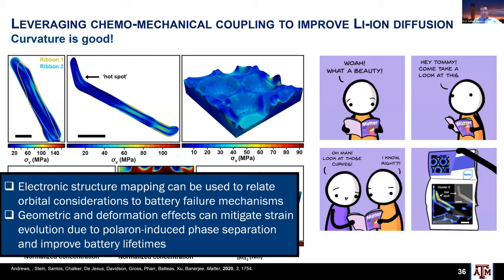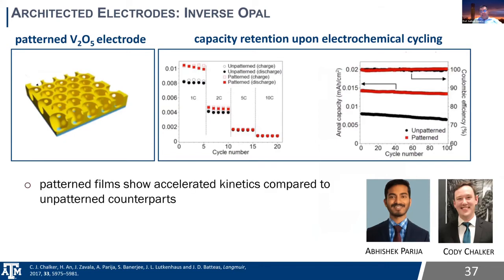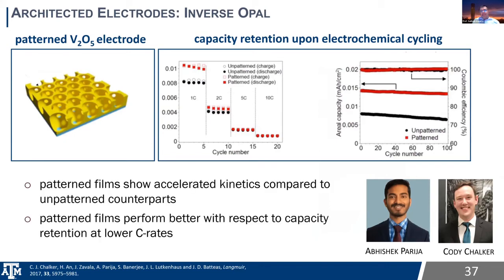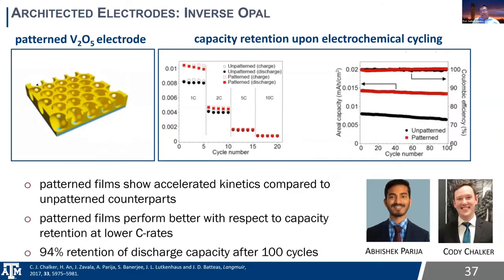And sure enough, we've done this. We've taken patterned electrodes and we've made batteries out of these, cells out of these, and they perform much better with respect to capacity retention as compared to unpatterned films. So we're over 94% retention of discharge capacity after 100 cycles. So this is a really fun solution, but it doesn't fully solve the problem because there's a lot of empty space. So the volumetric energy density of such structures is very low.